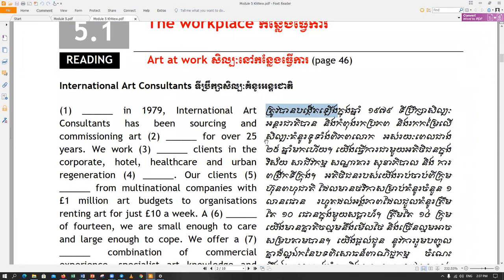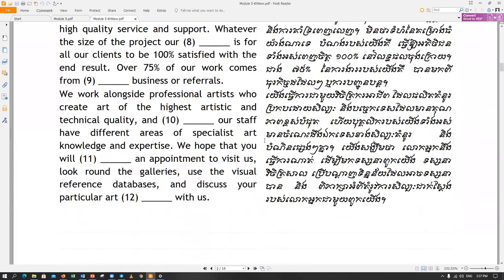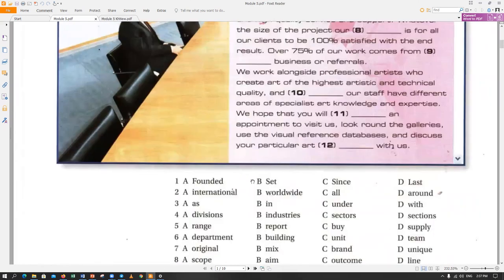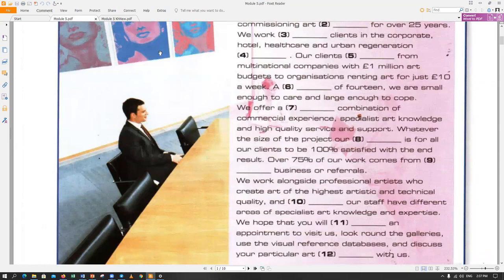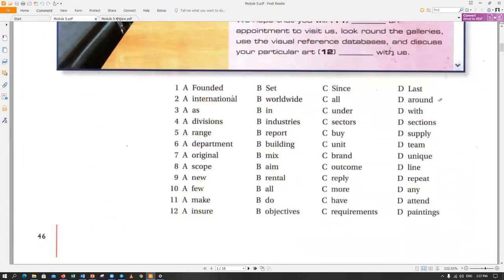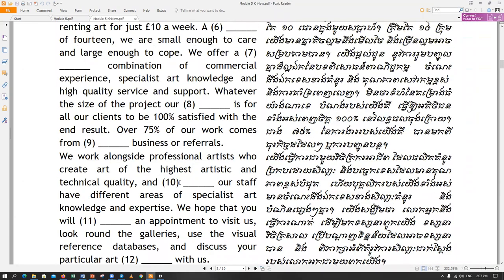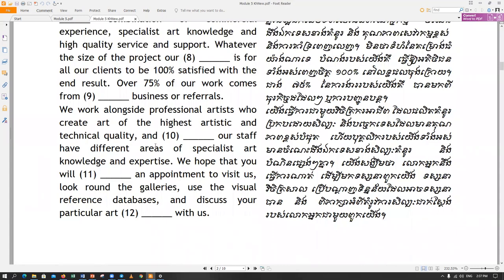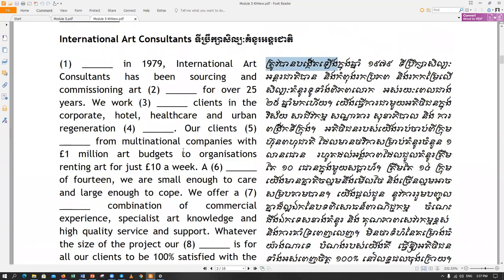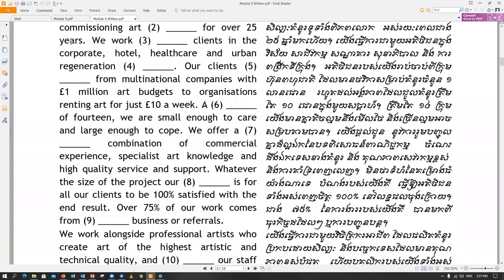Okay. Don't forget to do this exercise. You can use your book here, or you can use the answers from here to complete this document. That is also possible. The same, right? The same reading, but only a different look.